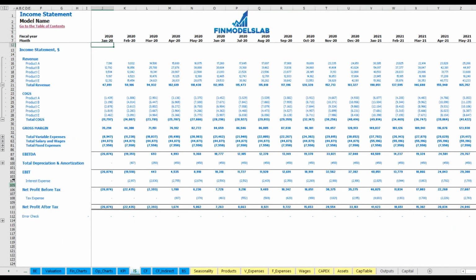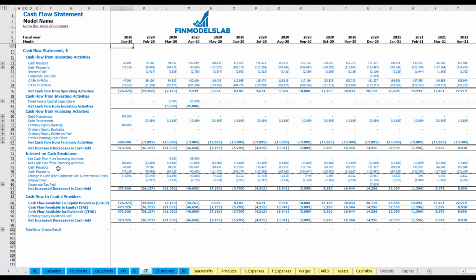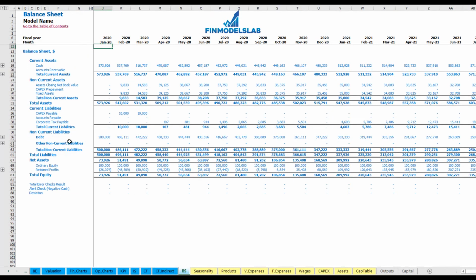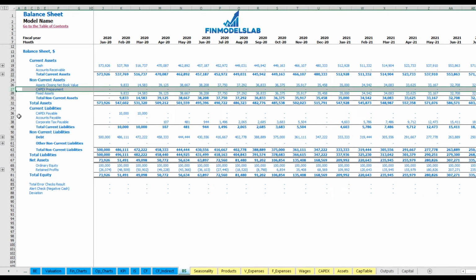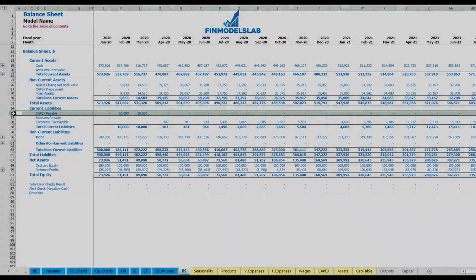The total amount of depreciation you may find in the income statement. On the cash flow, you may find cash flow from investing activities for these assets. And on the balance sheet, you may find the fixed assets amount under non-current assets, and CAPEX prepayment and CAPEX payables as well.